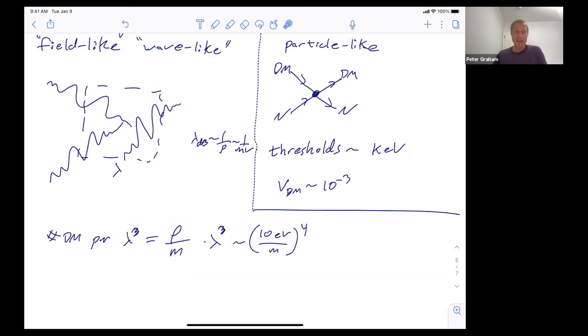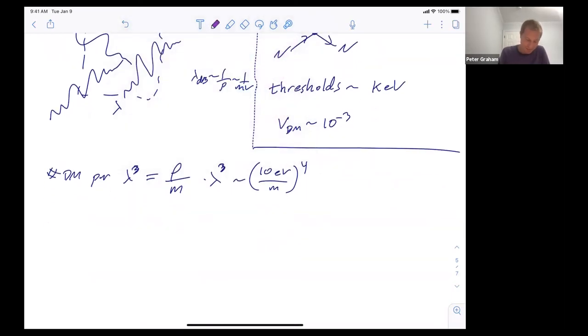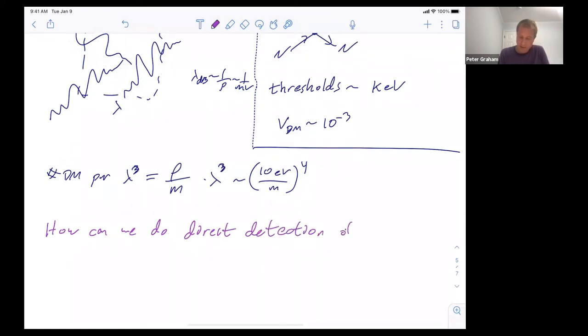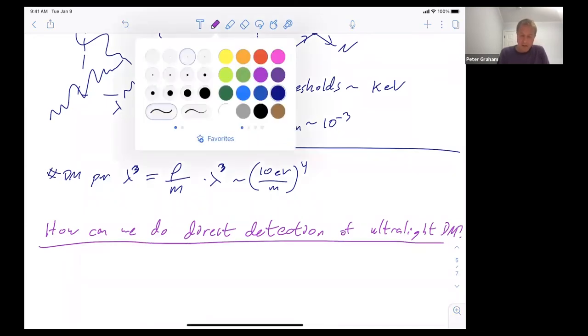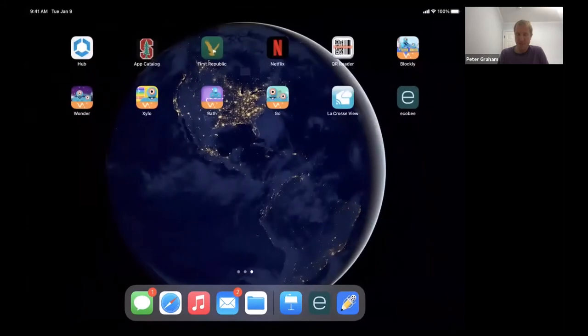Okay, so that was the picture of ultralight dark matter. And then what I want to talk about today is how do we look for it? How can we detect this? How can we do some direct detection experiments of this ultralight dark matter? And remember, I hinted to you already that actually that's going to look fairly similar to gravitational wave detection, because what this really is like is some background field propagating through your detector that's very weakly coupled to it.